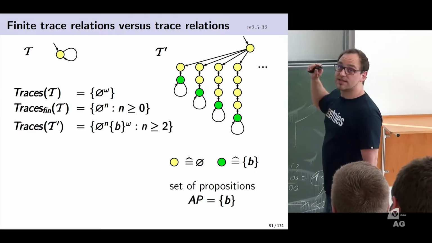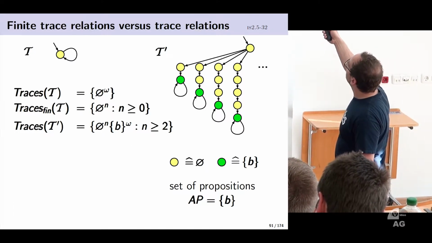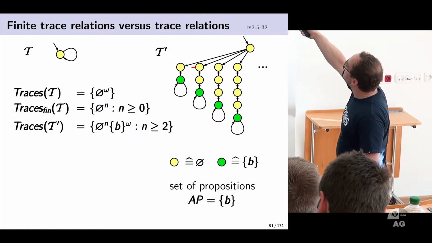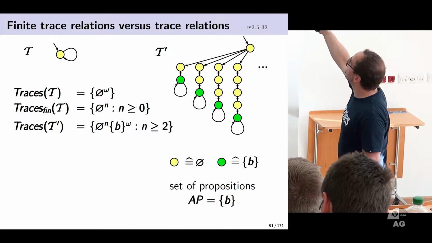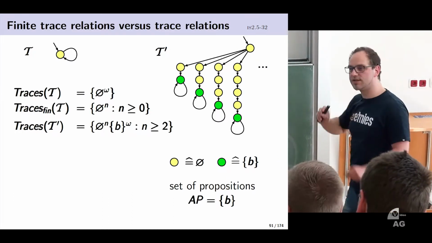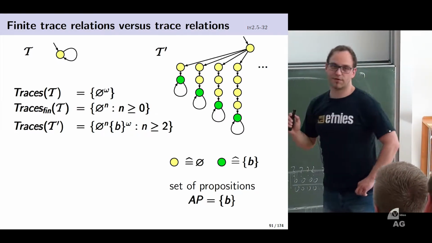Let's look at the traces of this other transition system, T prime. The traces have an arbitrary number of empty sets that is greater than 2, but other than that, depending on which branch you enter, you will have an arbitrary amount of empty sets, followed by B forever.